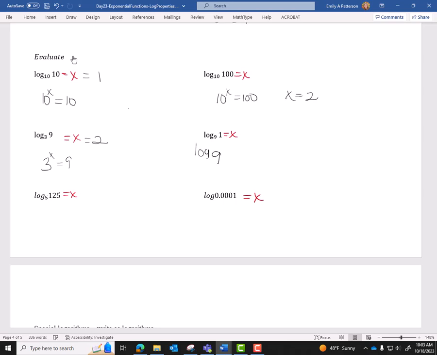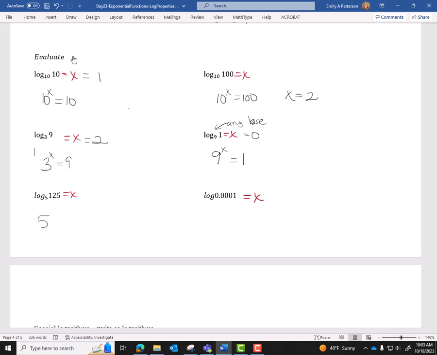This is asking, 9 to the what is equal to 1? Well, anything to the 0 is equal to 1. Incidentally, log to any base of 1 is equal to 0. So this can be any base at all. That's a nice fact to have in your pocket.